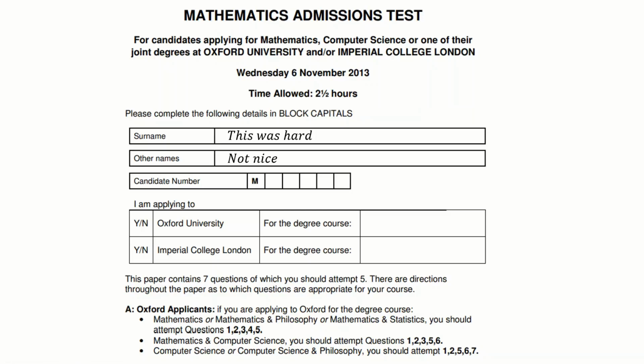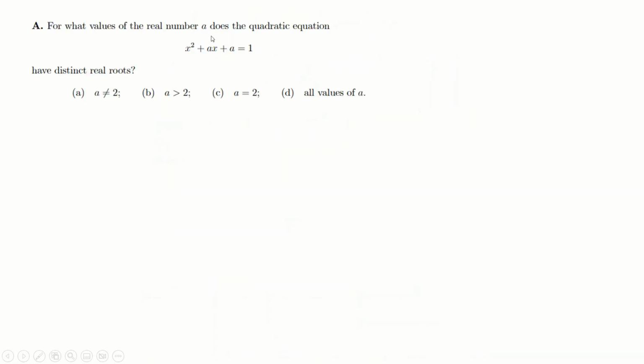This is the MAT from 2013. I'm just going to do the first 10 multiple choice questions. This paper was hard. I didn't like it. So it started off quite easy and then it got really, really bad. We don't want to deal with this one here, so let's move it over and get a 0 here.